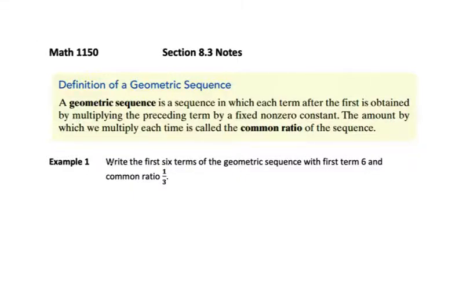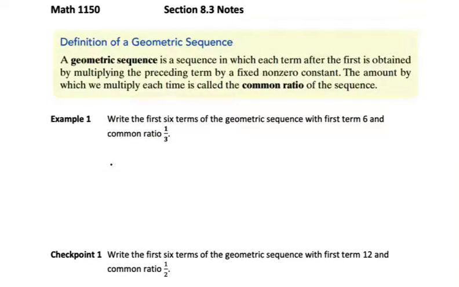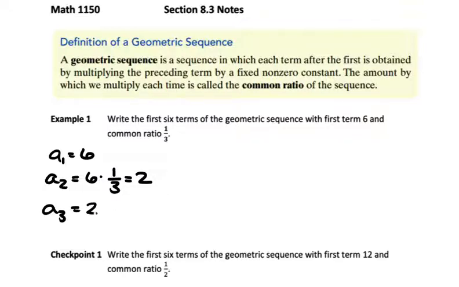So looking at example 1, it says to write the first 6 terms of the geometric sequence with first term 6 and common ratio 1/3. So A1 is 6, A2 is 6 times 1/3, which is 2. A3 would be 2 times 1/3, which is 2/3. A4 would be 2/3 times 1/3.